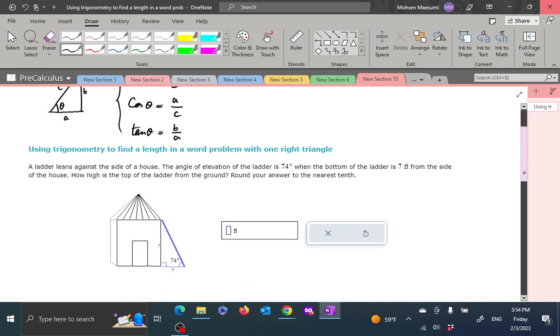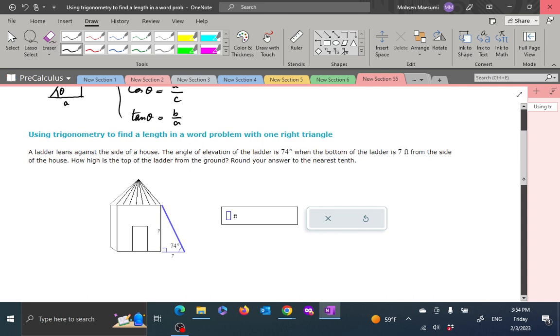Why have something else? Okay, here's an example of a problem. A ladder leans against the side of a house. The angle of elevation of the ladder is 74 degrees.